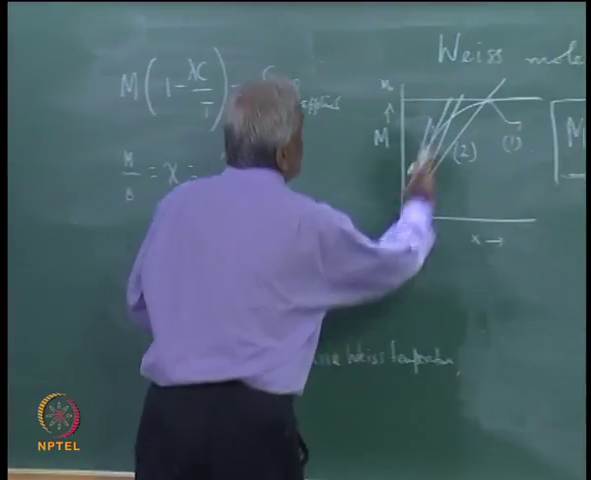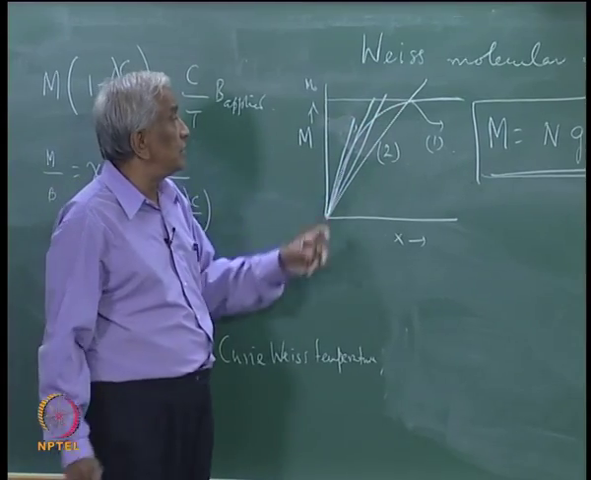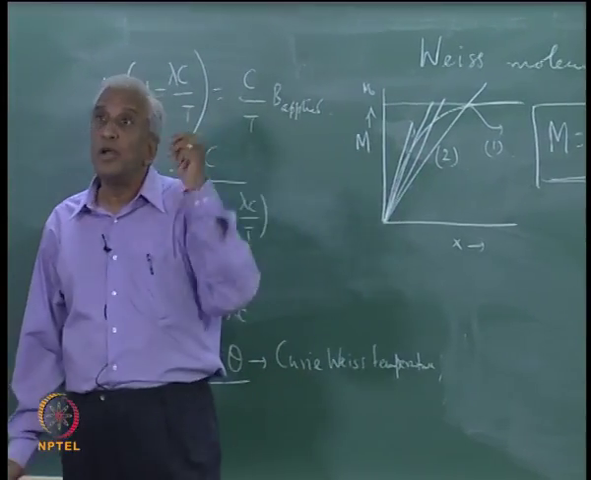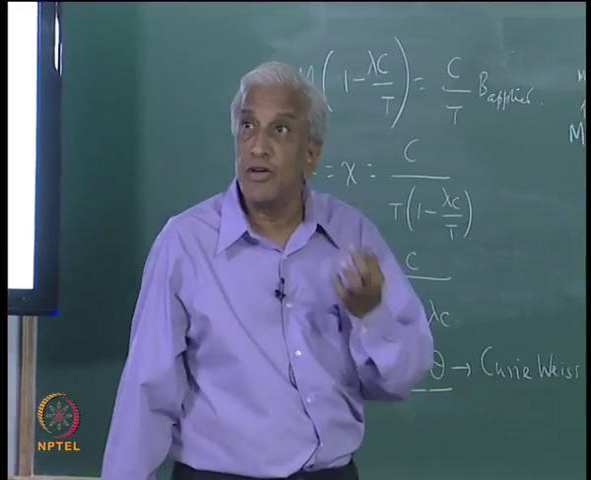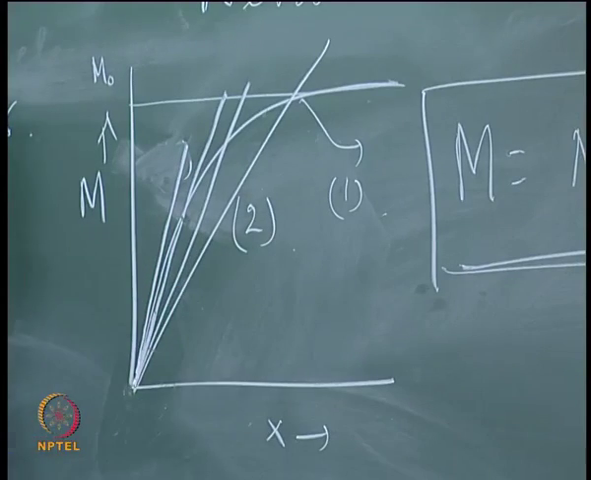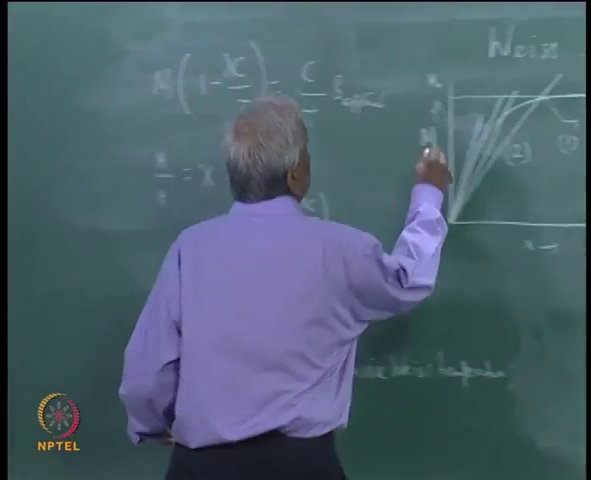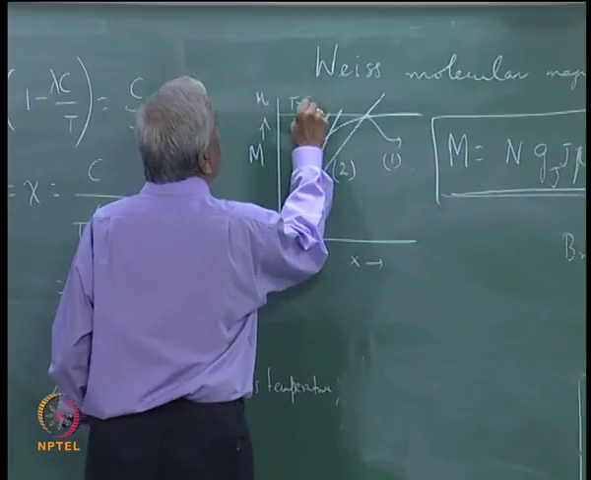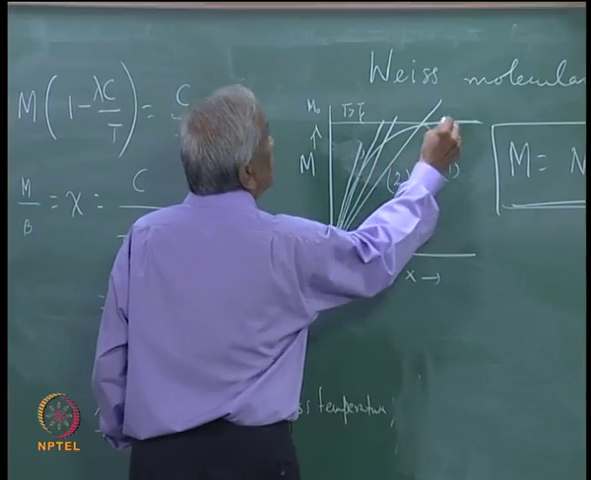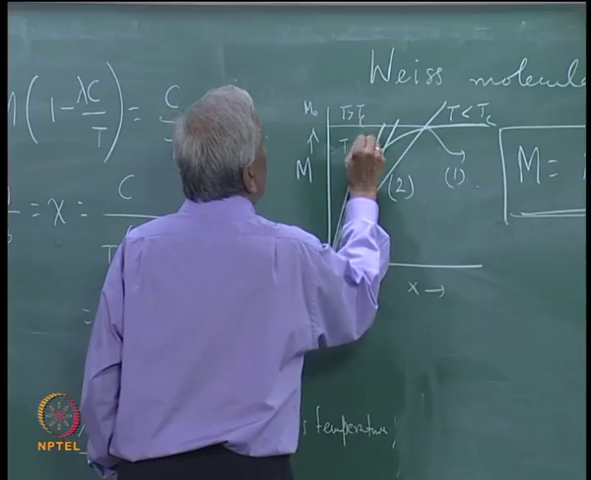So, when there is a simultaneous solution for these two equations, then you say that there is a spontaneous magnetization and there is ferromagnetic order present for temperatures below this point. Therefore, for these the slope is such that, you have situations like this is T greater than T c and this is T less than T c, and this corresponds to T equal to T c.